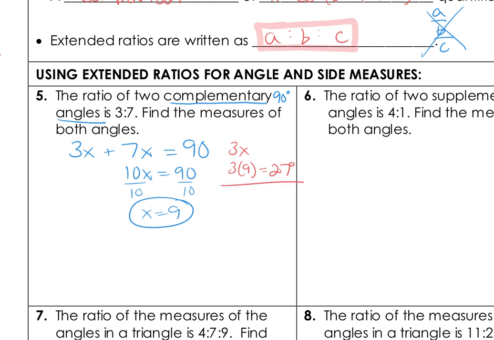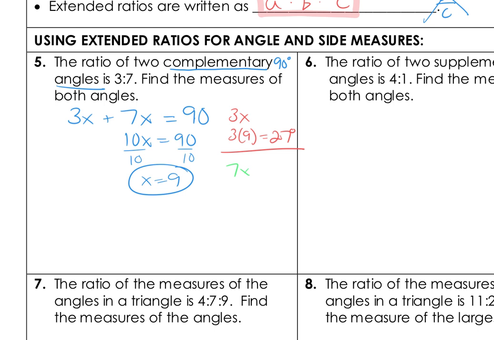That's going to be one of the angles. And then I'm going to find the angle measure for 7x, the other one. So 7 times 9, I get 63. If you notice, guys, these 2 angles, 27 plus 63, add up to be 90.